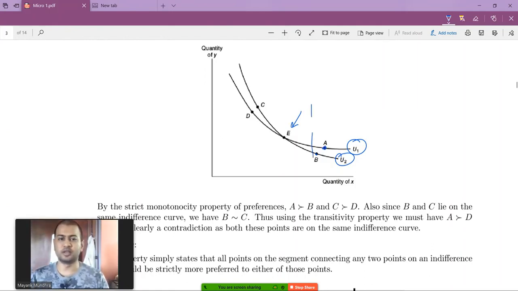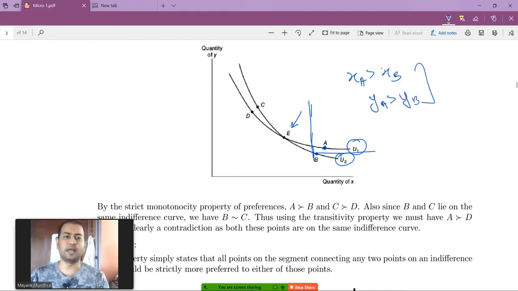If you construct a 90-degree angle from B, you see that A is strictly above it. So X at A is greater than X at B, and Y at A is also greater than Y at B. This implies, since both the commodities are goods, more is preferred. If you get more of both the goods, you are definitely better off. So A should be strictly preferred to B. By similar logic, C should be strictly preferred to D.